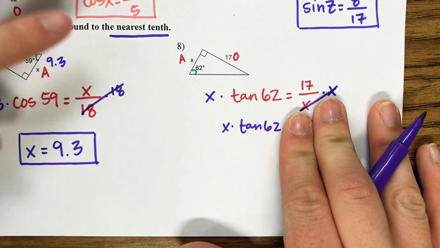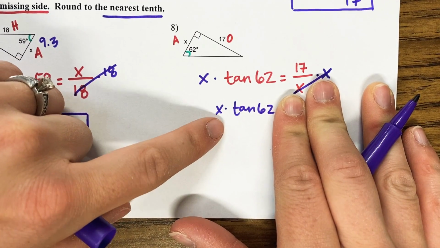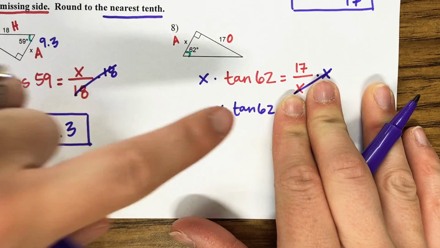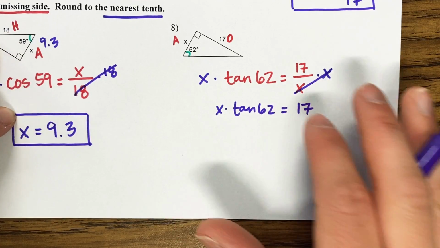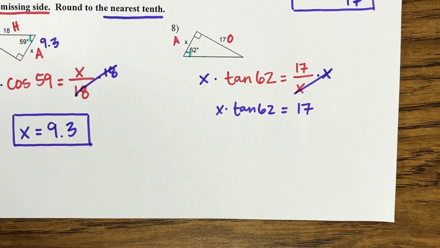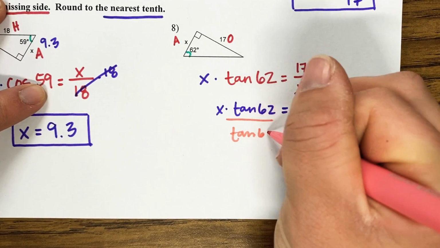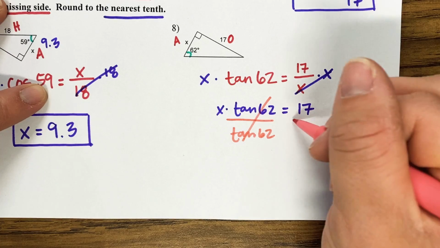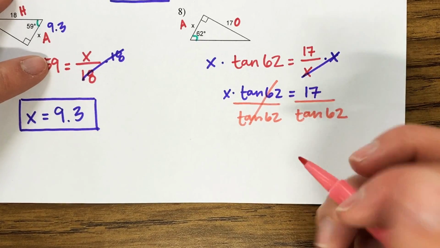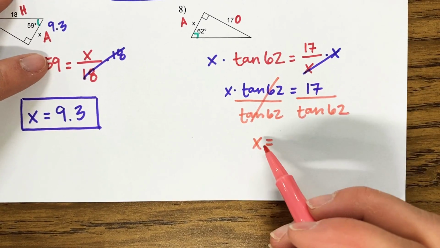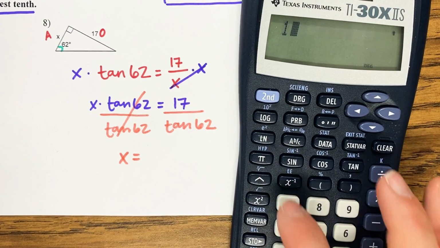Now we're looking at this side, no big deal. The only thing I need to get rid of to get my x by itself is this times by tangent of 62. What's the opposite of multiply by tangent of 62? We're simply going to divide by tangent of 62. Easy peasy. Divide by that whole piece. It cancels out. Got to do the same thing over here. Tangent of 62.